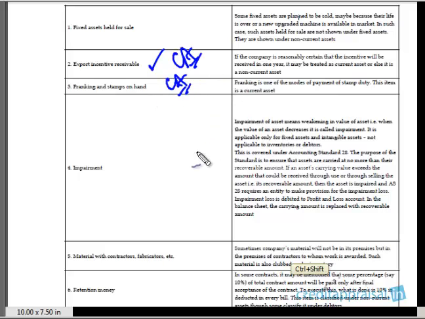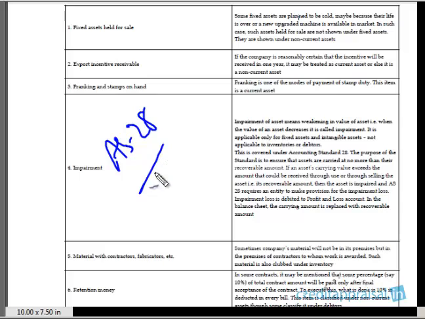Then there is something called impairment. Impairment means there is a weakening in value of the asset. So the value of the asset decreases. It is called impairment, right? It is applicable only for fixed assets and intangible assets and not to inventory. There is a separate accounting standard called AS28 which deals with impairment. What this standard says is that the assets have to be carried at no more than the recoverable amount.